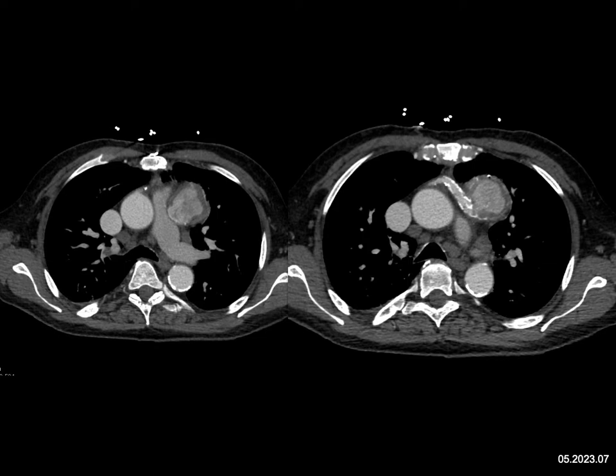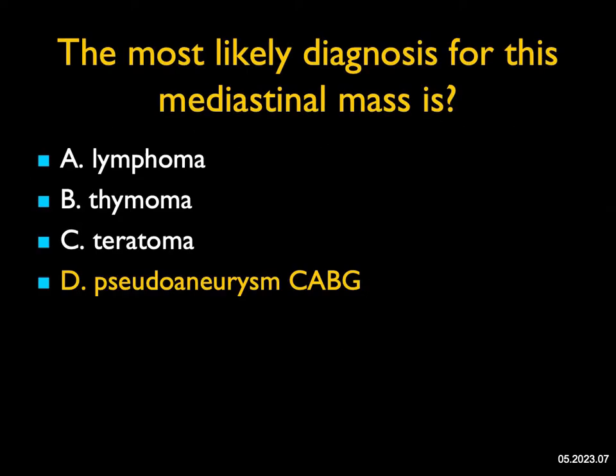Yes, it kind of pushes toward the anterior mediastinum, and lymphoma, thymoma, and teratoma are all things worthwhile thinking about. But when you look at its relationship to the vessel, the calcifications in the graft make you think it's been there for a while, and pseudoaneurysms are indeed one of the unusual but definite complications.